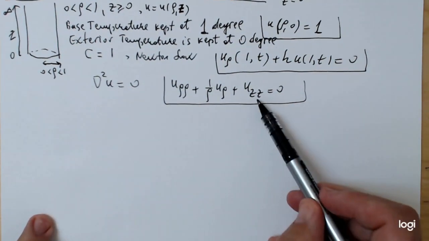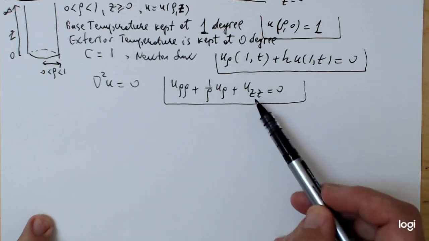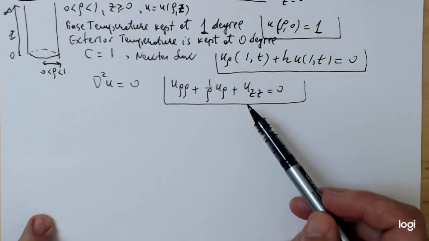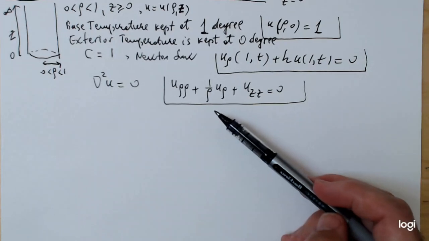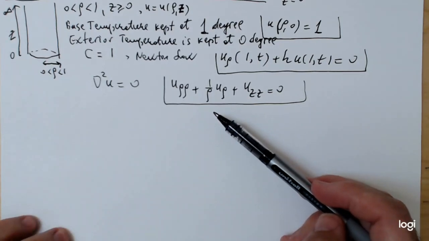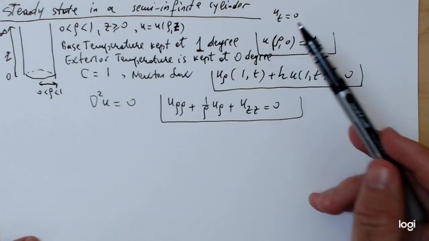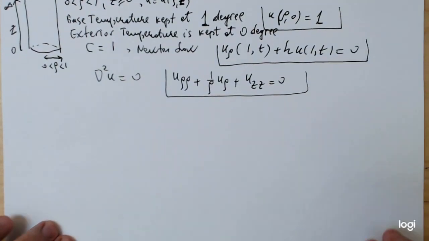Previously, we didn't have this because we assumed dependence on rho and t, but now it depends on rho and z as well, and not on t because it's a steady state temperature. So the question is, in the long run, with these boundary conditions, what is the ultimate temperature distribution if you assume that in the long run it stabilizes in time? So the partial of u with respect to t is 0.